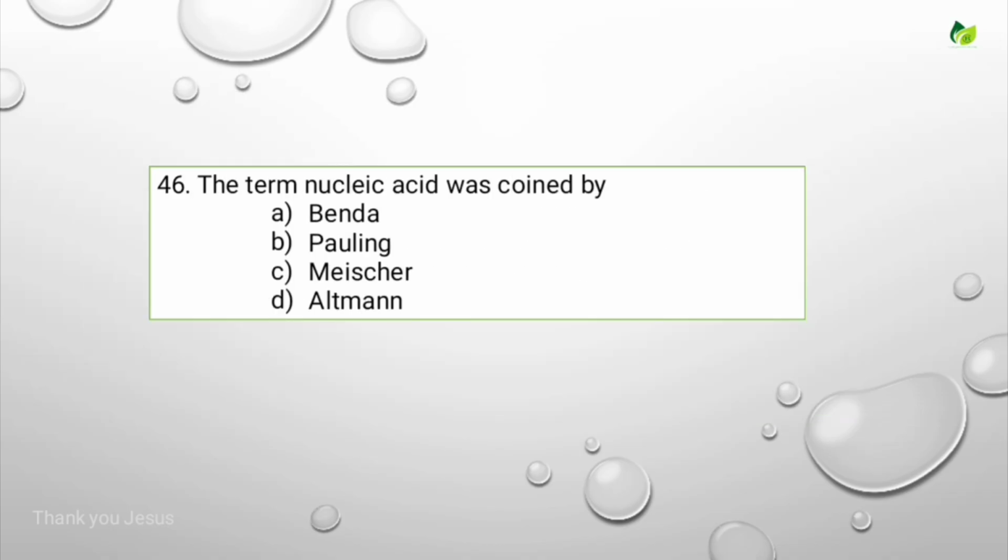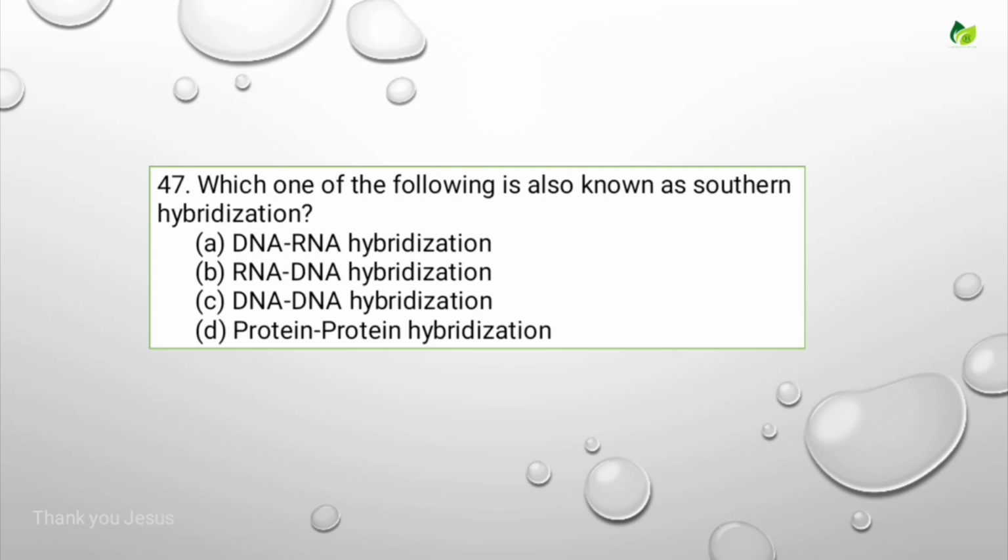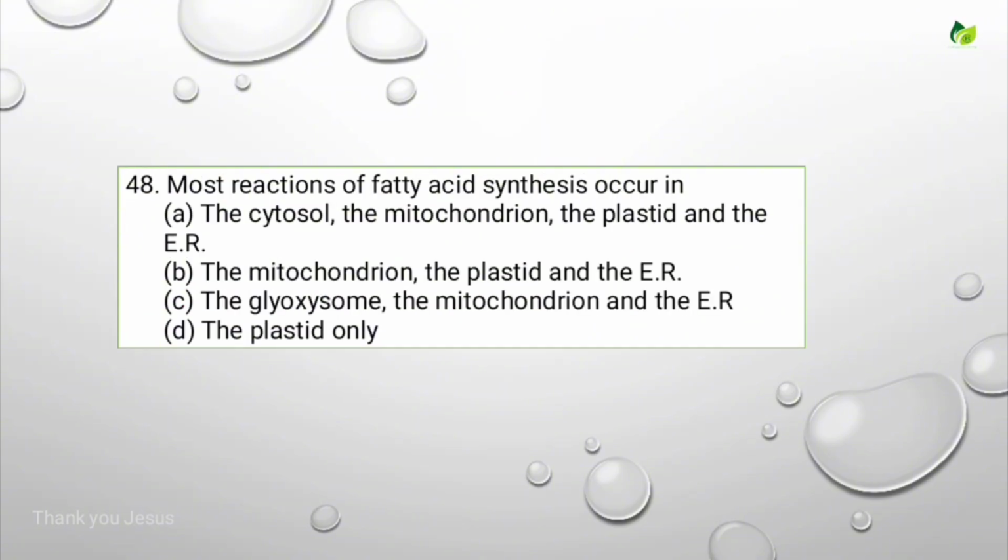The term nucleic acid was given by. Options are Benda, Pauling, Miescher, Altman. For this, the correct answer is that for the first time the term nucleic acid was given by the scientist Altman. Let's see the next question. Which one of the following is also known as southern hybridization? Options are DNA RNA hybridization, RNA DNA hybridization, DNA DNA hybridization, protein protein hybridization. So DNA DNA hybridization is called southern hybridization. So let's see the next question.